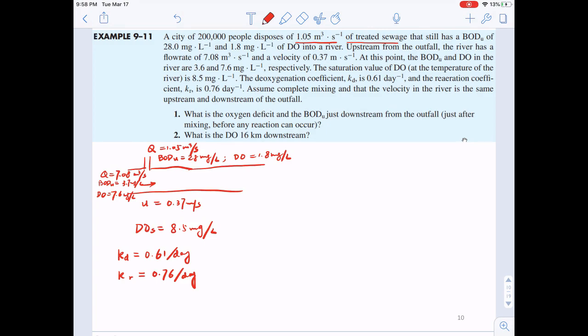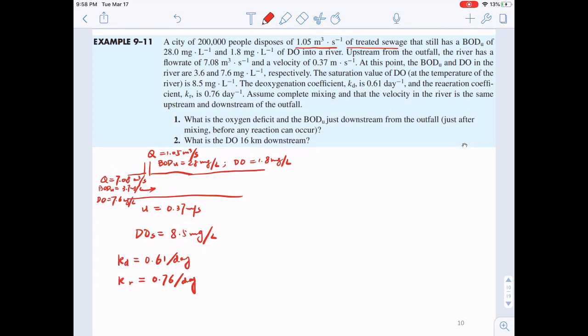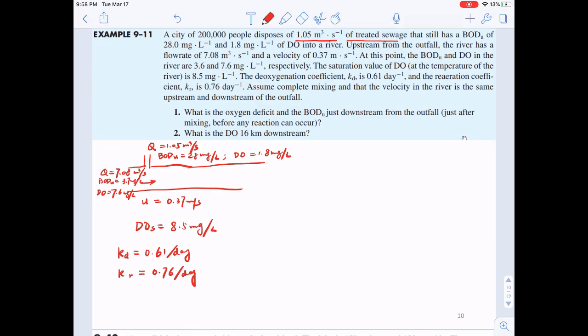Okay, so it also wants us to calculate. With all of this information, it also further assumes that there is complete mixing, right? The mixing here is very complete, and the velocity in the river is the same upstream and downstream of the outfall. So this velocity here is always the same, flowing in the same direction, right? So first, it wants us to calculate the oxygen deficit and the ultimate BOD just downstream from the outfall, which is just after the mixing, right?